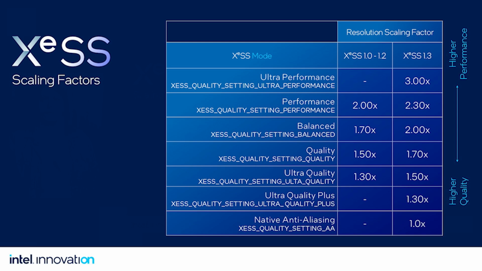Additionally, we have introduced 3 new options for gamers to select, allowing them to adjust their preferences when it comes to quality. These include the new Ultra Quality Plus mode and native anti-aliasing mode. On the other end of the spectrum, we have added the ability for gamers to choose Ultra Performance mode, delivering the smoothest gaming experience at the highest possible FPS.